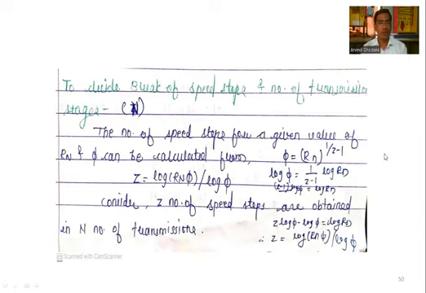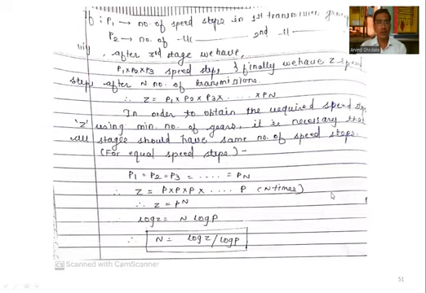Now capital N is the number of transmission stages. Let P1 be the number of speed steps in the first transmission group, P2 the number of speed steps in the second transmission group. Similarly, after the third stage, we have P1 by P2 by P3 speed steps, and finally we have Z speed steps after n transmissions. Therefore, Z is equal to P1 by P2 by P3 by dash dash dash up to Pn.